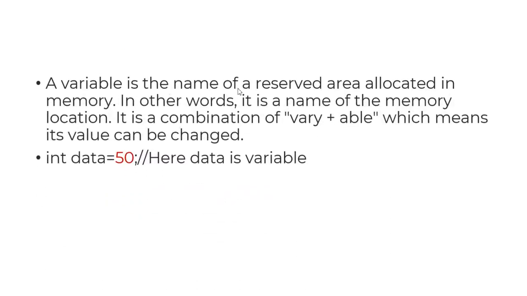So basically the name of a reserved area location is a variable. As I said before, there is some memory location that is reserved and we are just naming that with the help of a variable. Variable means something that can vary. So why are we calling it a variable? Because this particular container can contain any value, and the value of that container can change.